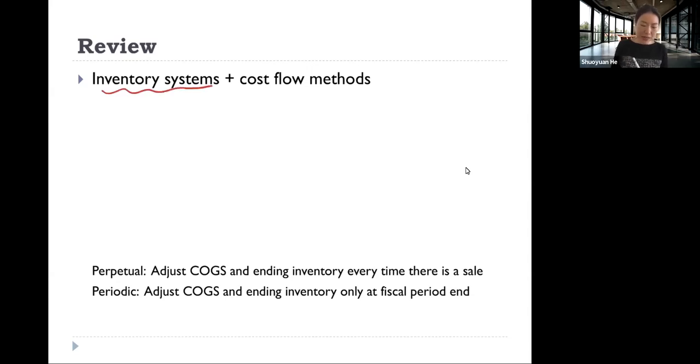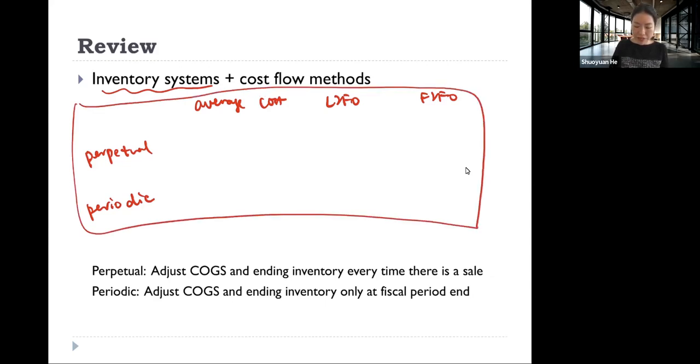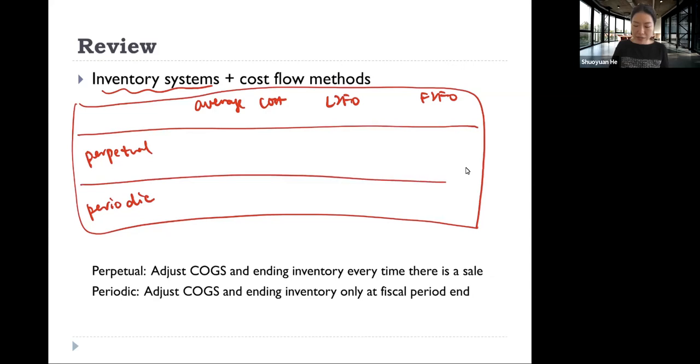Inventory system can either be perpetual or periodic. And for cost flow method, three of the most common are average cost, LIFO, and FIFO. First in, first out, and last in, first out. So depending on the inventory system the firm is using and the cost flow method, we have a 2x3 combination, so we get different numbers under different combinations.